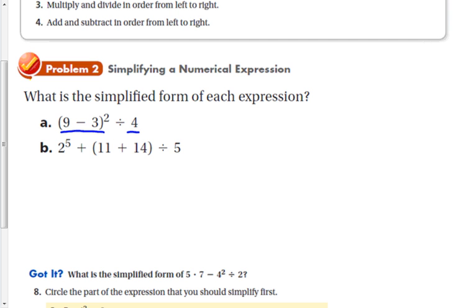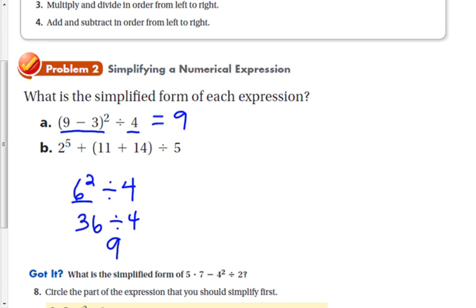So as I look at this, the first thing I want to do is parentheses. I'm just going to simplify one part at a time. After simplifying the parentheses, I would get this. Okay. The next thing after parentheses is powers, if there are any. Since we have a power here, I need to do that, and I get 36. And then the last thing to do is divide by 4. So I get 9.